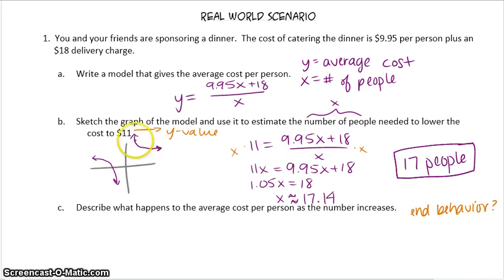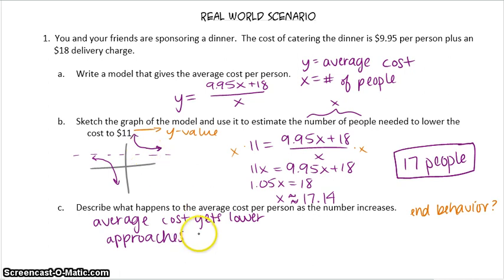As you can see, as our x gets bigger, our y value gets smaller. So that means our average cost gets lower. And as you can see, there is an asymptote here because it levels off. If we would have sketched that in, that would have been okay. So we have this asymptote, so it approaches, and we have an asymptote.